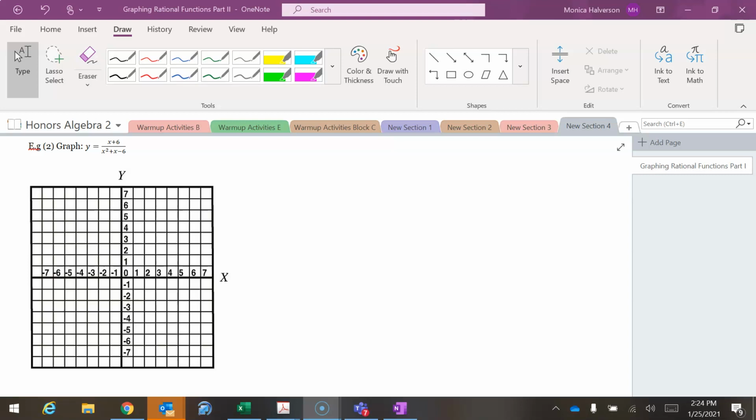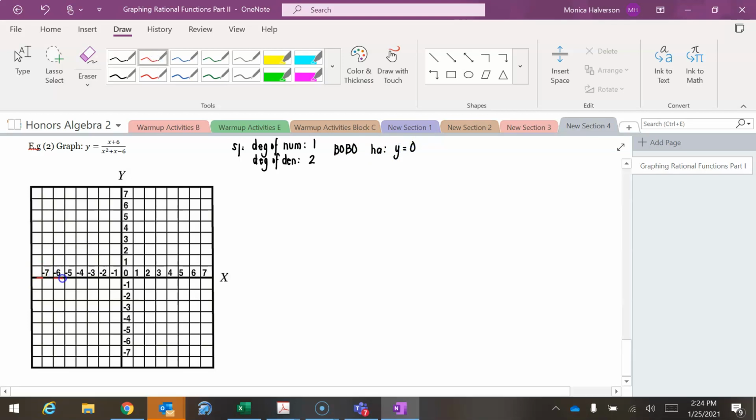Okay, so the first thing we're going to do is determine whether we have a horizontal asymptote or slant. So the degree of the numerator is 1. The degree of the denominator is 2. So this is bigger on bottom, which means that our horizontal asymptote is at y equals 0. So we can automatically graph that right here. All right, so that's step 1.